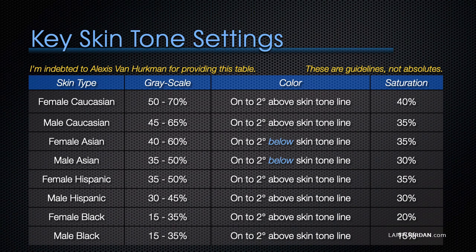I'm indebted to Alexis Van Herkman for this table. Everybody is plus or minus 2 degrees of the skin tone line. Yes, there's individual variation if somebody's sunburned or been drinking too much, but normal human skin, plus or minus 2 degrees of the skin tone line. Women tend to be 5% lighter in grayscale than men, and they tend to be 5% more saturated than men. This table I have found to be incredibly useful if I'm trying to get people to match. By using these settings and adjusting the saturation and the grayscale after I get their skin on the skin tone line.